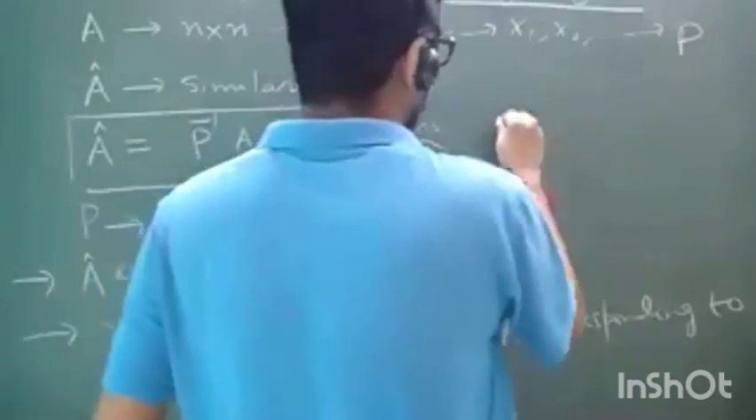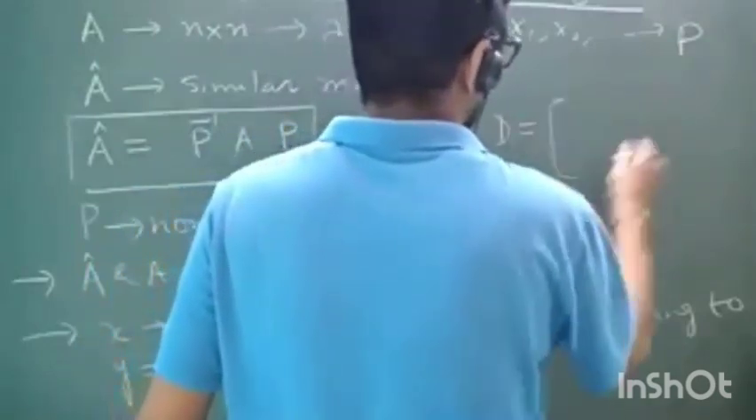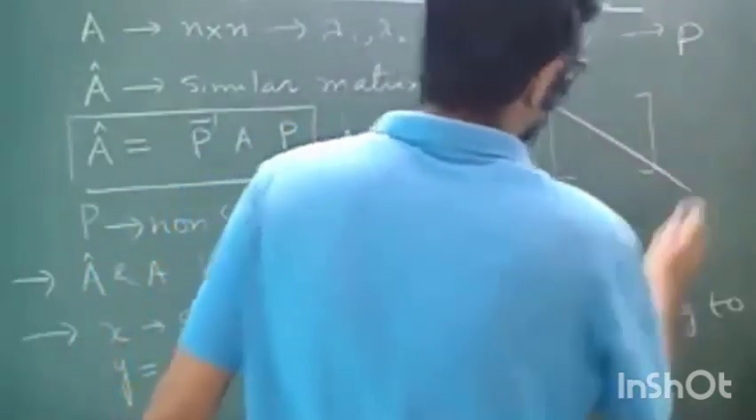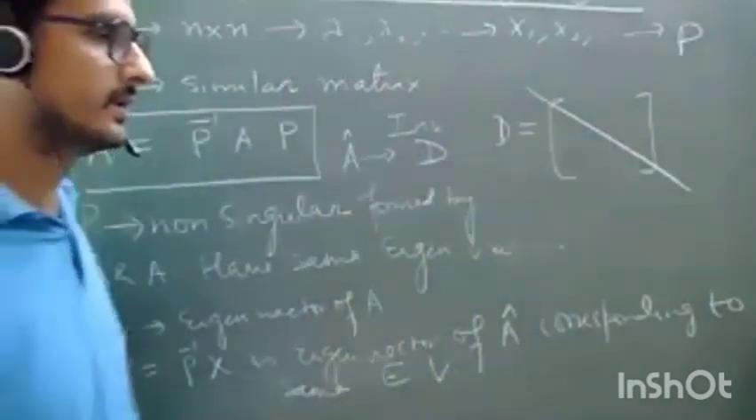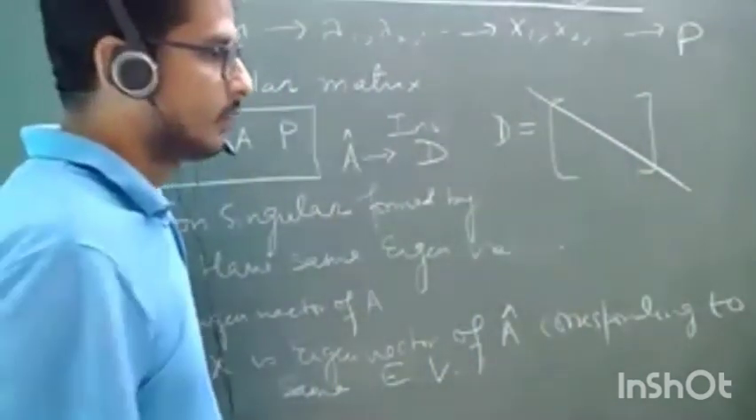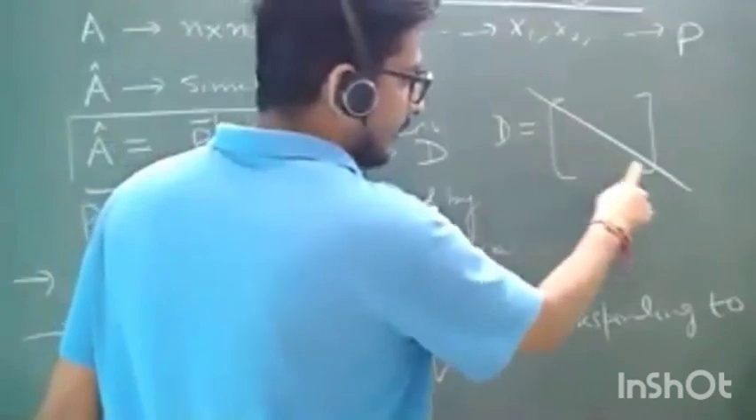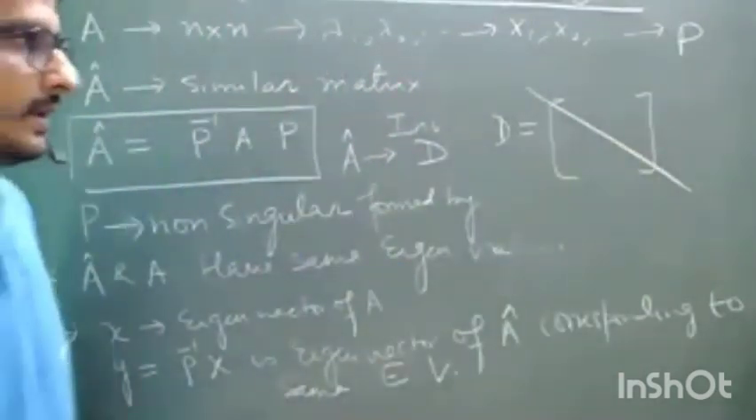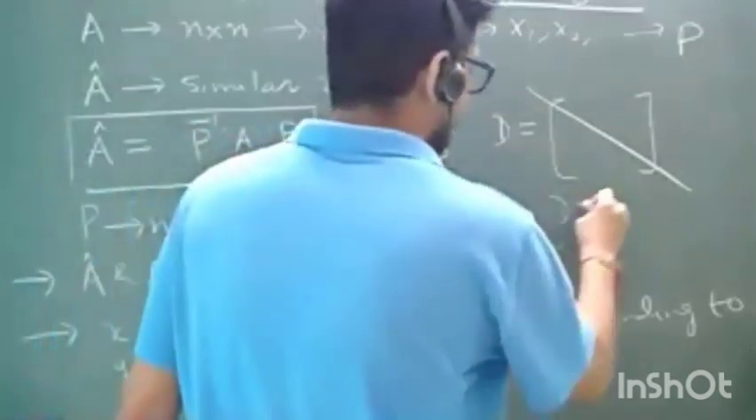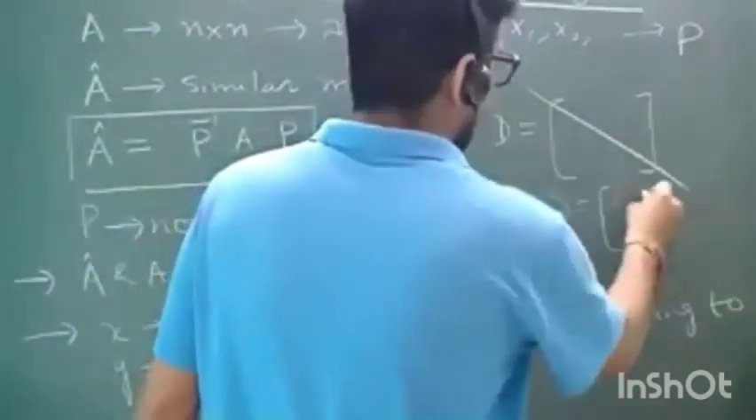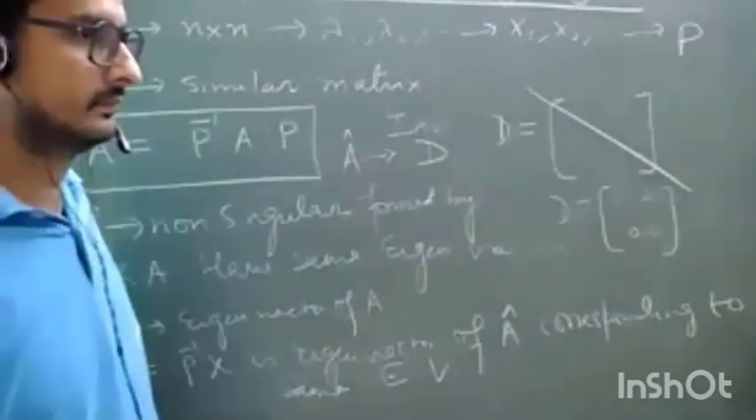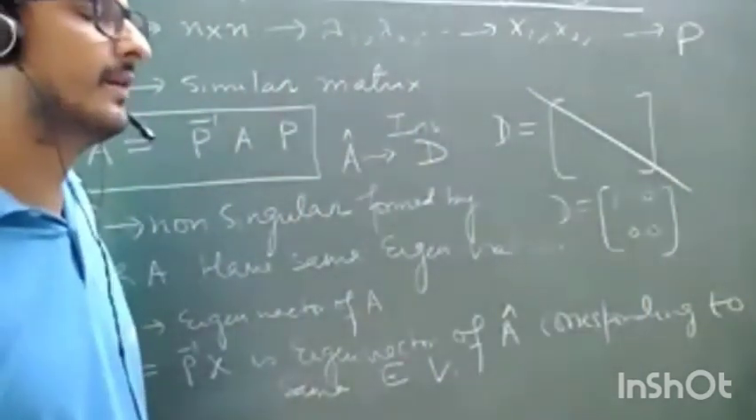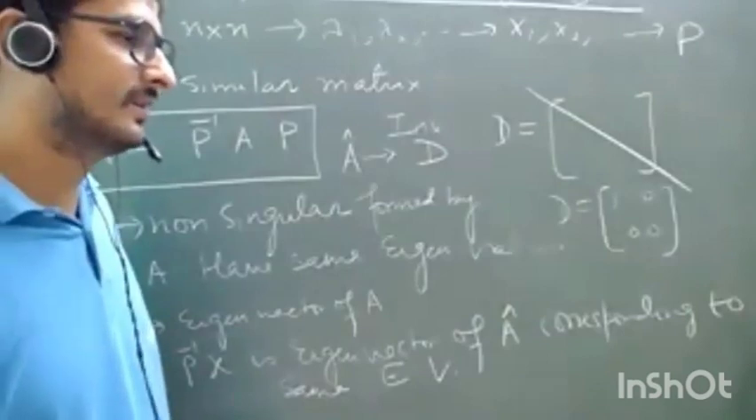So if you write a diagonal matrix, then only the principal diagonal will have non-zero elements. If there is any non-zero element, it will be only on the principal diagonal, all other elements will be zero. So suppose this is a diagonal matrix or not? Tell me. No, yes, sir. Why no? Why no?